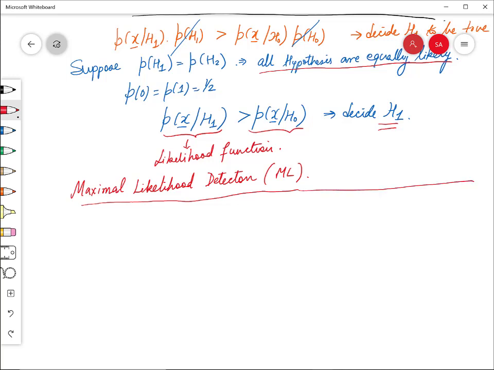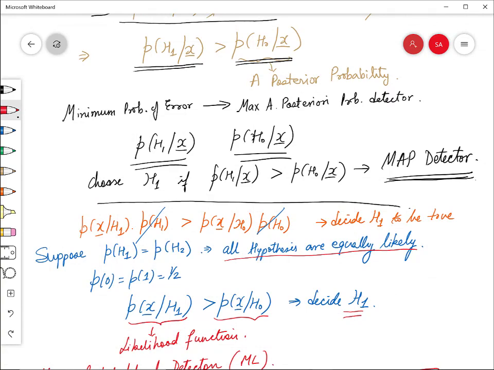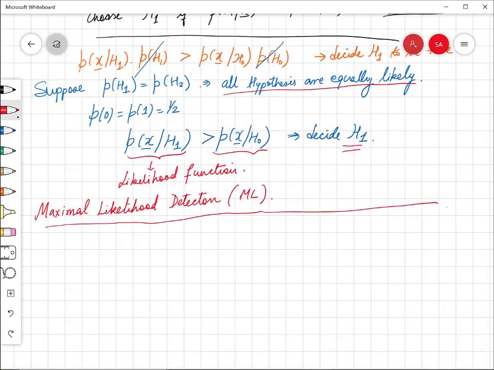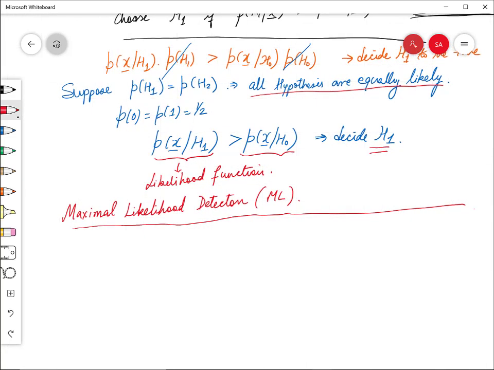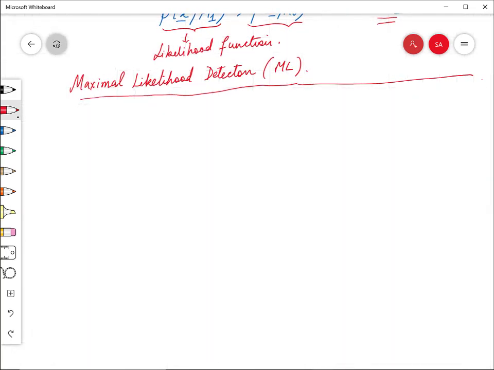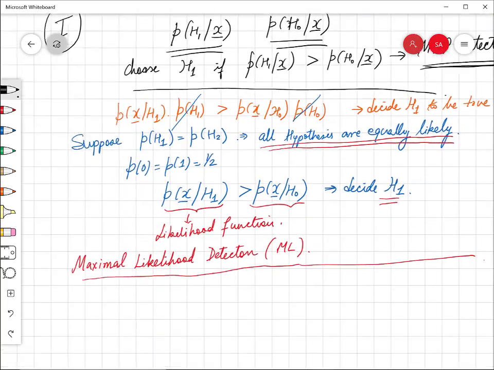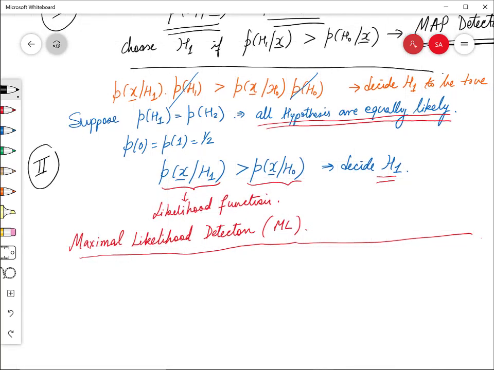All right, so in this particular lecture we have covered basically the MAP detector, which maximizes the a posteriori probability. The other one is the ML detector, which maximizes the likelihood, which can be applied only when all the hypotheses are equally likely. All right, now there is the third and the last thing. So the first thing that we discussed is called the MAP detector. The second thing is called the ML detector.